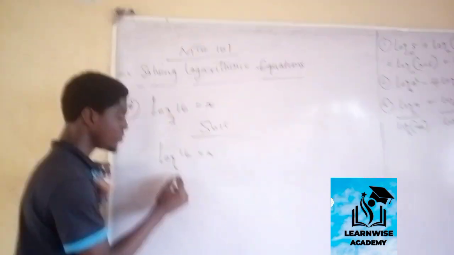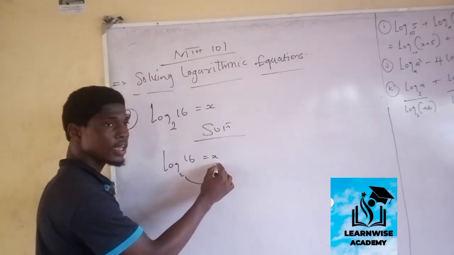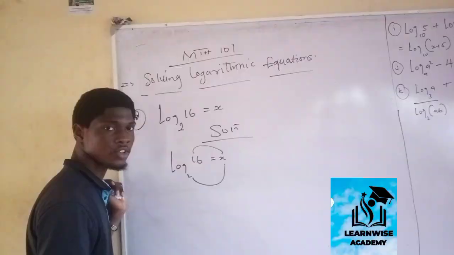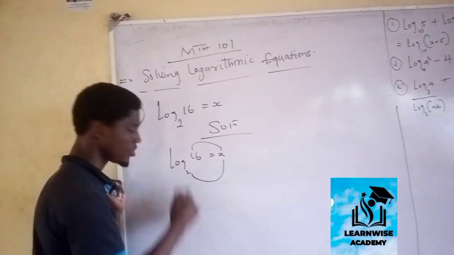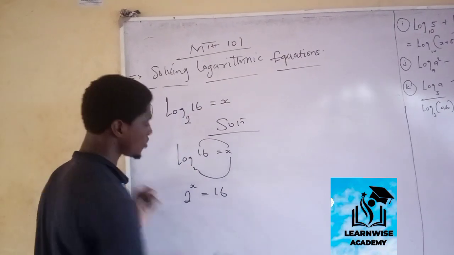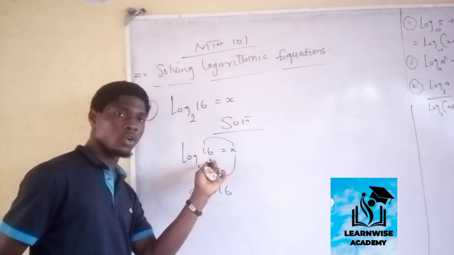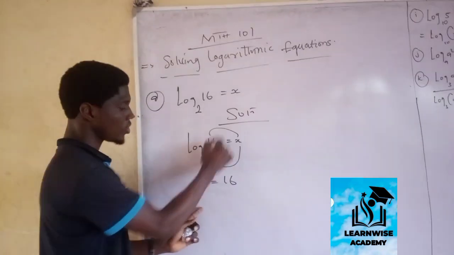I simply say, this is the concept I normally use. 2 raised to the power of x equal to 16. This is the concept: 2 raised to the power of x equal to what? 16. Just by saying the base raised to the power of y is equal to the log. So that's what I need: 2 raised to the power of x equal to 16.